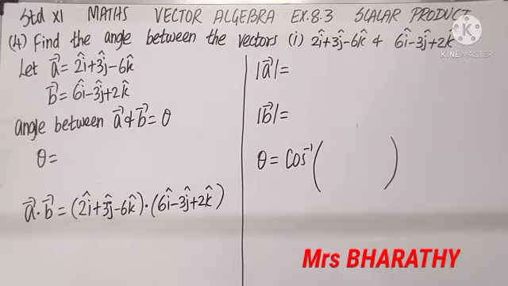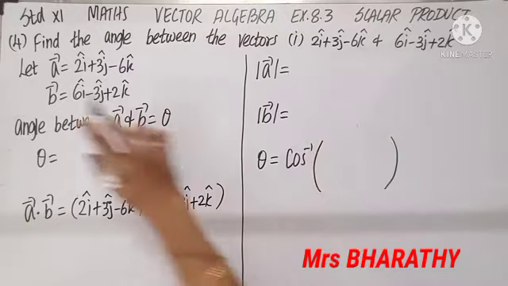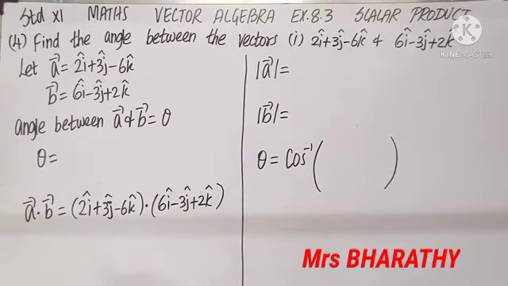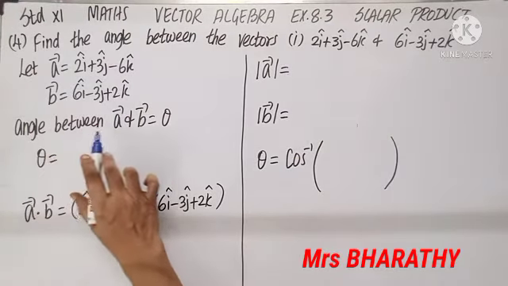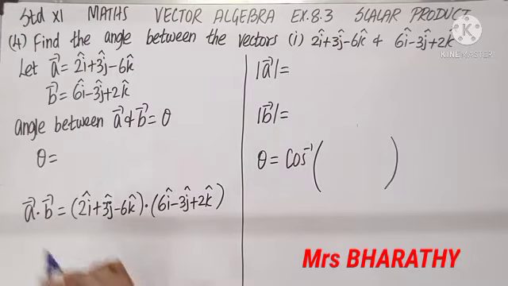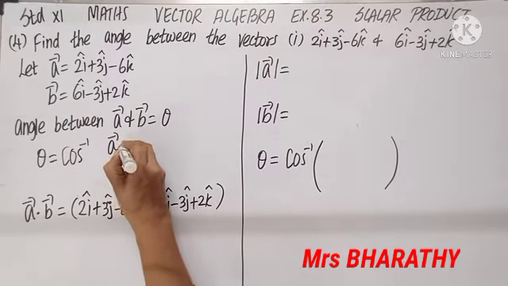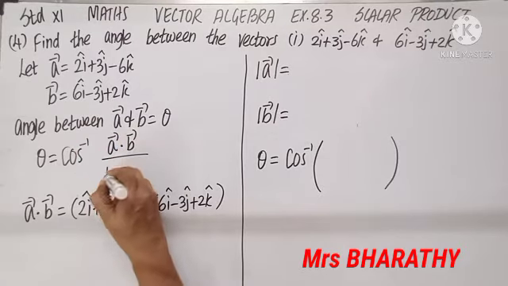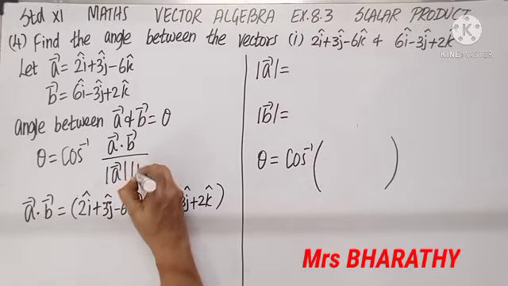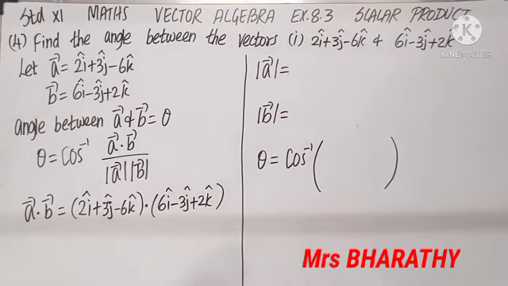Good morning, children. Let us proceed on to exercise 8.3, problems based on scalar product. Question number 4, find the angle between the vectors. Consider the two vectors as A and B. Let us recall the formula, angle between A and B: theta equals cos inverse of vector A dot vector B by modulus of vector A into modulus of vector B.